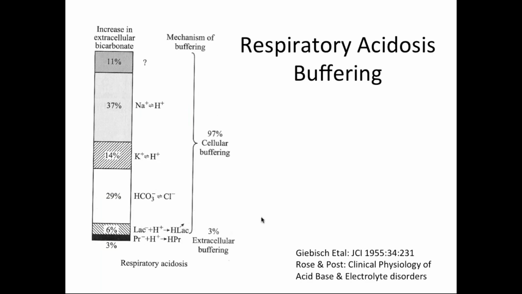So again, with the dog studies, what they found was the majority of this buffering was in the cellular compartment, with 37% being buffered by the sodium, 14% by potassium, and then the bicarb chloride exchanger was responsible for about 29%. So 97% of the buffering was cellular buffering.